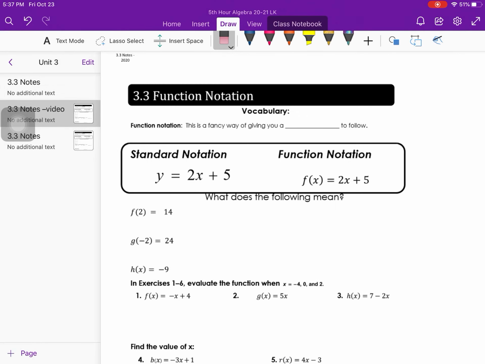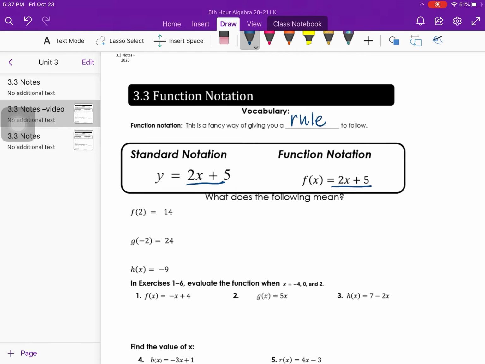Hello, Algebra. This is your section 3.3 notes. So we're going to talk about function notation. And we just start right away with this definition that function notation is a fancy way of giving you a rule to follow. So if you notice, nothing about the math behind the y and the f of x changes. It's just what we see in front of that expression.